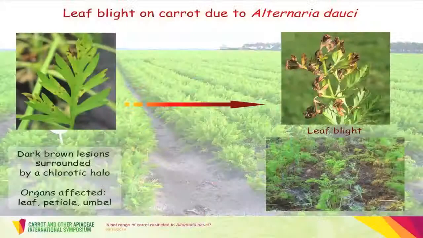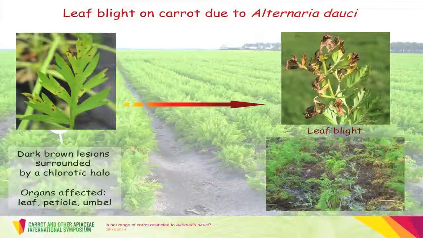So probably, as you know, leaf blight is due to a fungus, which is Alternaria dauci. At the beginning, the lesions are quite yellow and they evolve into brown lesions. In case of severe damage, you may have total leaf blight, as you can see on the right. All the organs may be affected, such as the leaf, the petiole, and also the umbels.